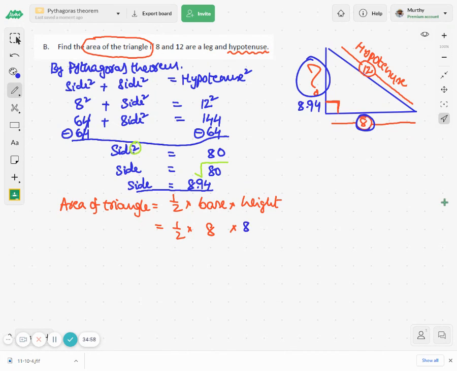Now plug in the value in the place of height. Now grab your calculator and compute half times 8 times 8.94. I see that it is 35.76. Area is always expressed in square units. Here the units are not mentioned like inches, centimeters, foot, etc. Therefore, I am taking this one simply as 35.76 square.